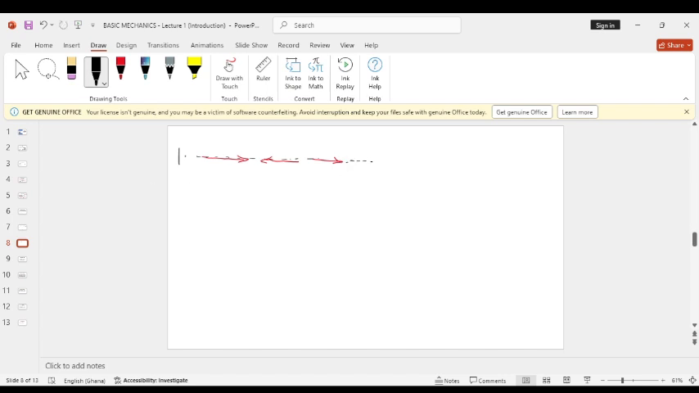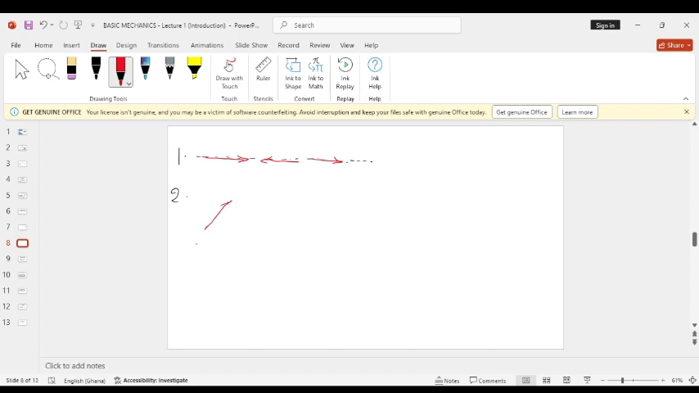Then the second one is the concurrent force system, which is also represented like this. For the concurrent force system, their lines of action when extended meet at a common point. I made it clear that for concurrent forces we can say they converge. Yes, they converge. So this is how it is represented.